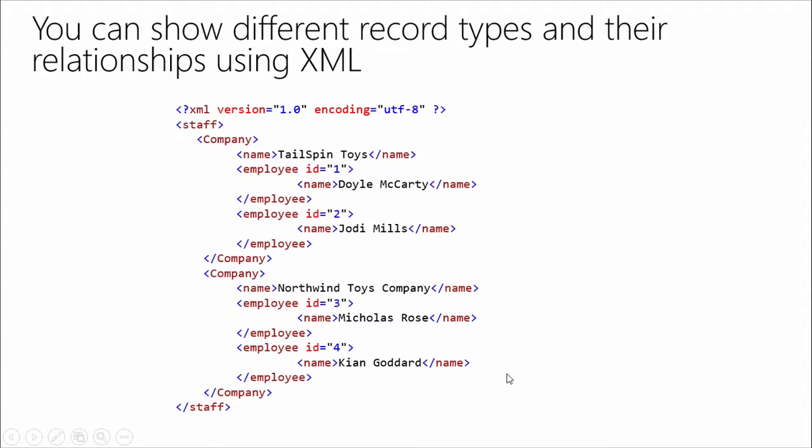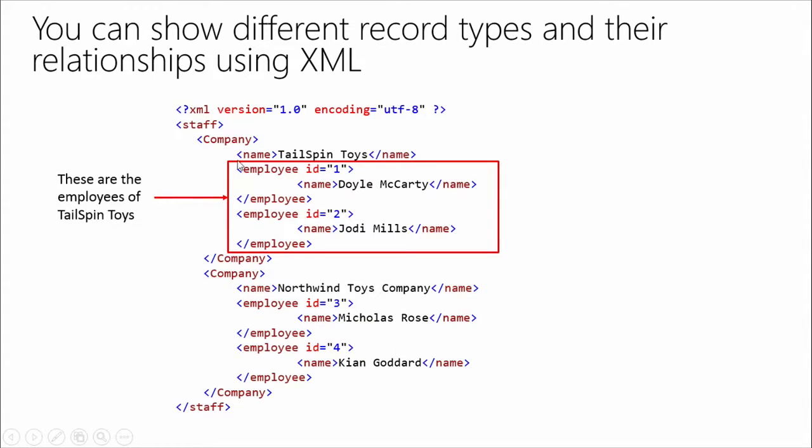The other interesting thing about XML is we can mix and match different types of records in a single file. So it's perfectly valid. In this case, I have a list of employees, but they all belong to the company. So I specified, first of all, I have a company, and that company is Tailspin Toys, and here's all the employees that are part of that company.